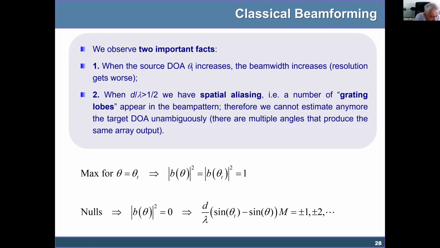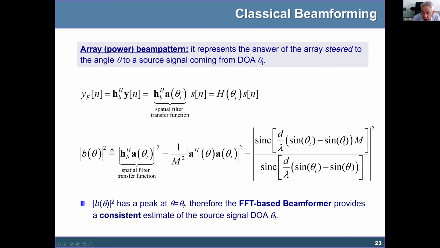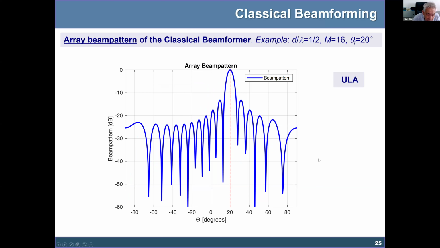Okay, now let's calculate the beam width exactly in angle. So now, if we point the beam in the direction of arrival of the signal, so if theta is exactly equal to theta t, the power beam pattern is equal to 1. So if you replace here, you put theta equal to theta t, this is 0, this is 0, so you get 1. Sinc of 0 is equal to 1.